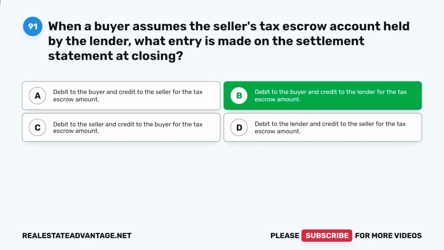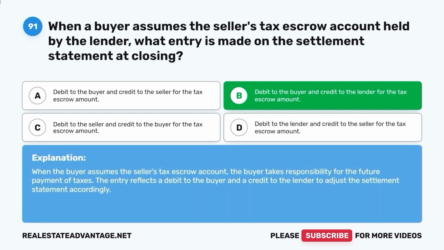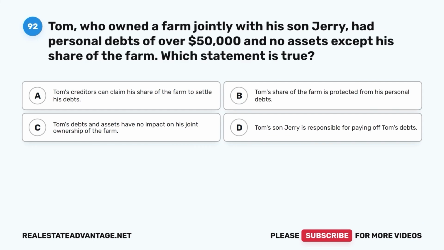Debit to the buyer and credit to the lender for the tax escrow amount. When the buyer assumes the seller's tax escrow account, the buyer takes responsibility for the future payment of taxes. The entry reflects a debit to the buyer and a credit to the lender to adjust the settlement statement accordingly.